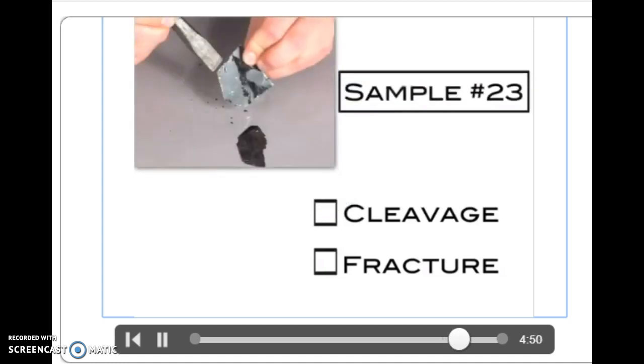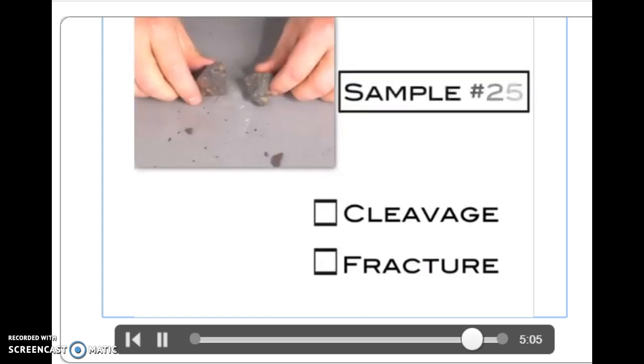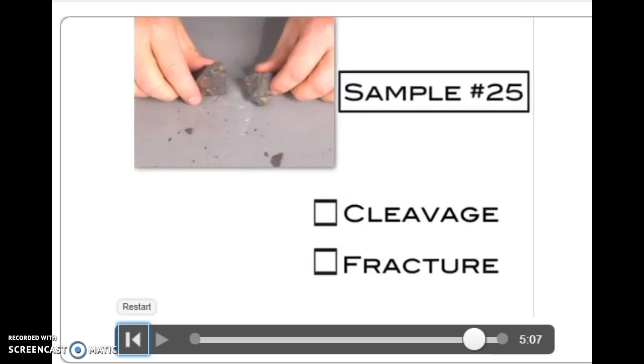Sample 23 splits into smooth sheets along one very well-defined plane of cleavage. There are other flat areas that can be seen in this mineral, but the mineral doesn't break in that direction, so those flat edges are not examples of cleavage. Sample 25 does not break along smooth planes. It only exhibits fracture and crumbles like cement or chalk.